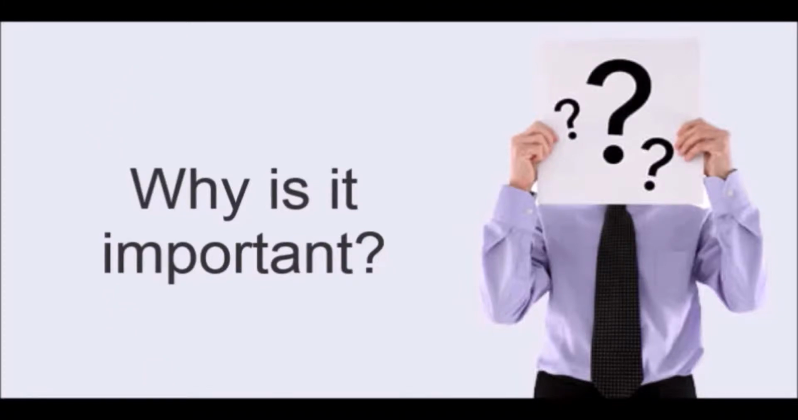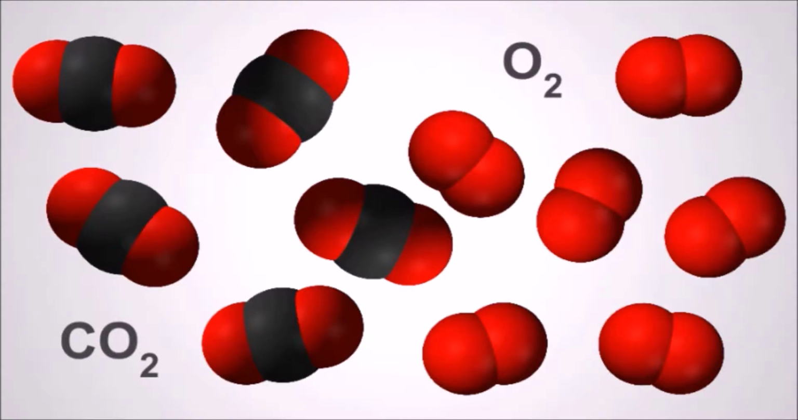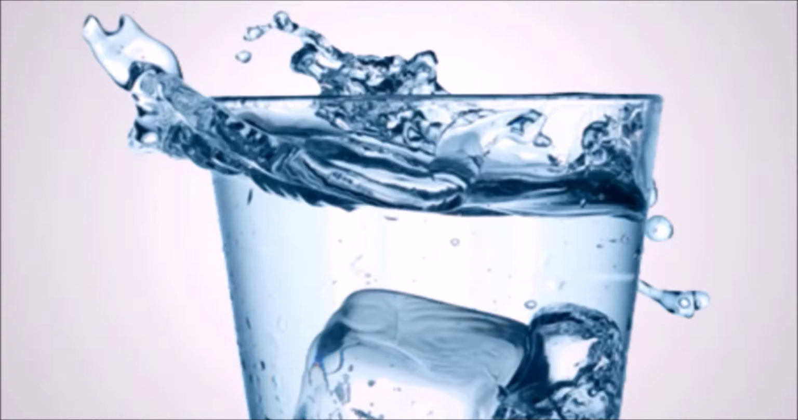But what does it do and why is it important? The solubility of gas is the reaction between carbon dioxide and oxygen. The solubility of a gas in a liquid depends on temperature, the partial pressure of the gas over the liquid, the nature of the solvent, and the nature of the gas. The most common solvent is water.